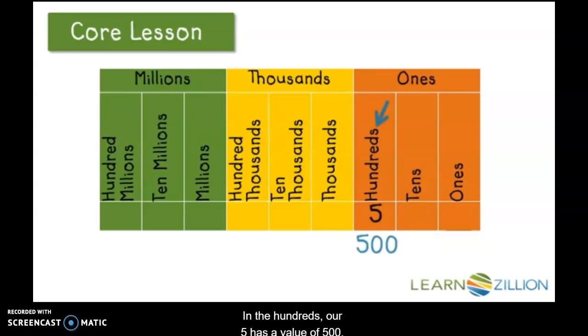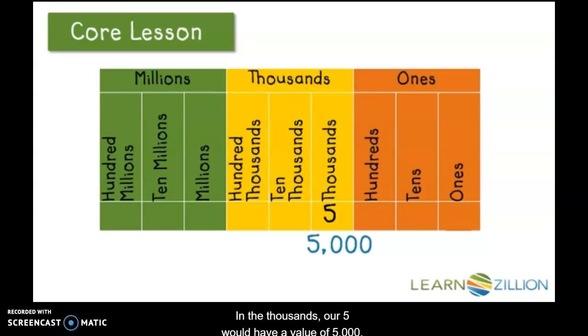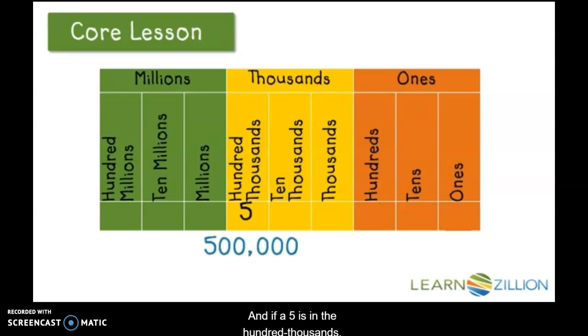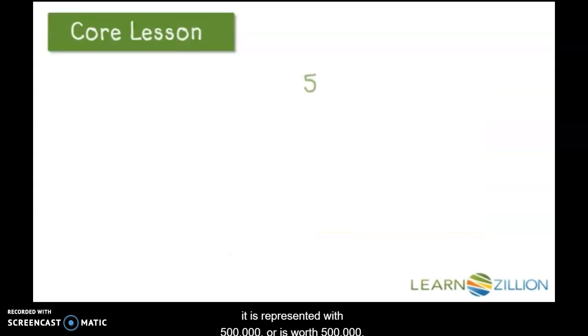In the hundreds, our 5 has a value of 500. In the thousands, our 5 would have a value of 5,000. And again, if we move over to the 10,000s, it increases again to 50,000. And if a 5 is in the 100,000s, it is worth 500,000.